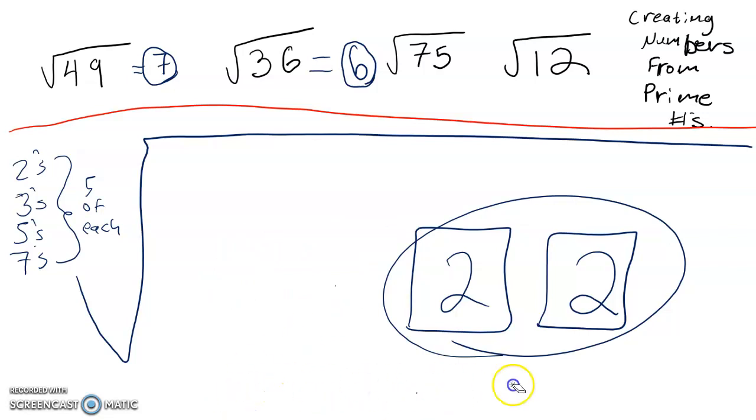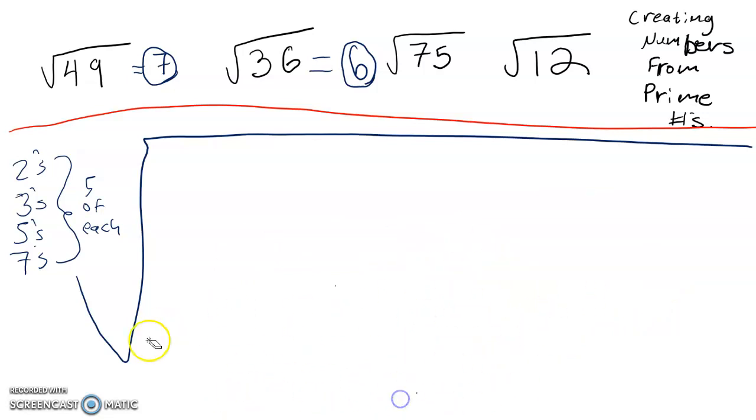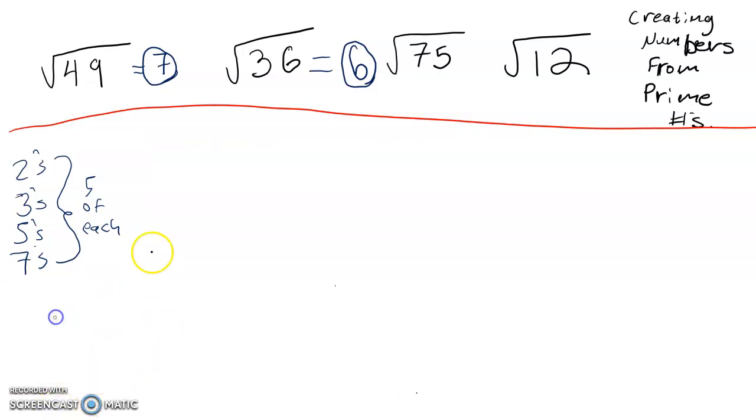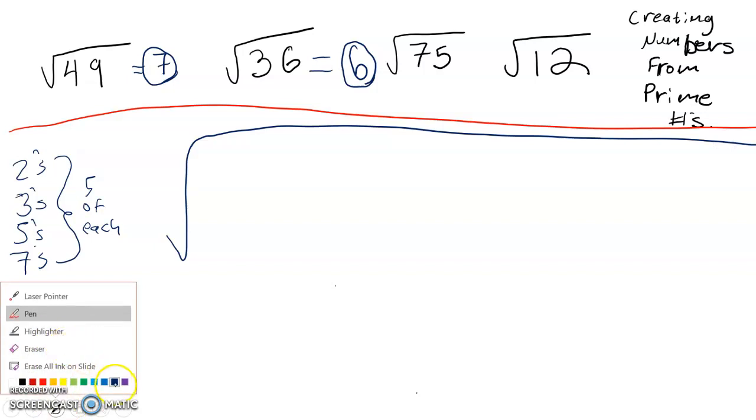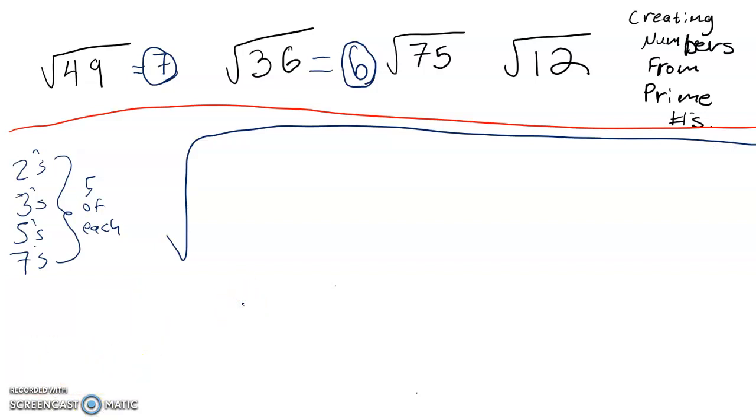Now let's do another one here. Actually, I'm going to change up the square root symbol so I have a little bit more room to write down here. We have the square root of 75, and we need to make this number using these cards right here. Again, if you're a student, you have to play around with the cards and experiment. How can I use these numbers to multiply to 75?